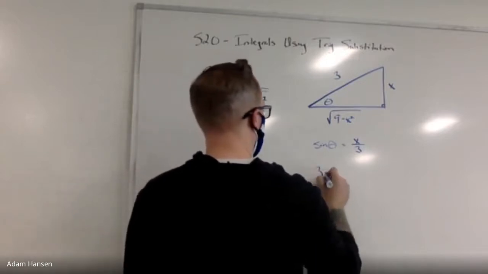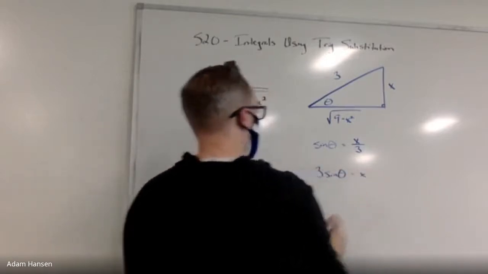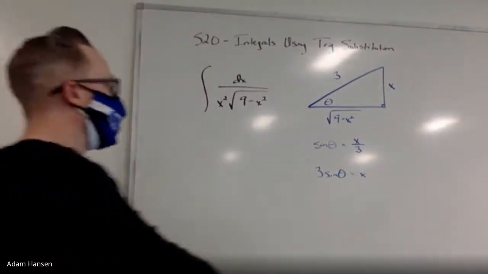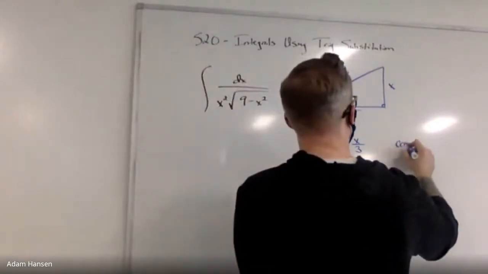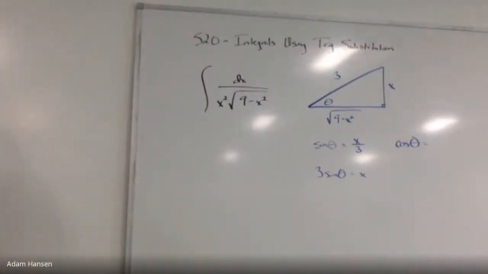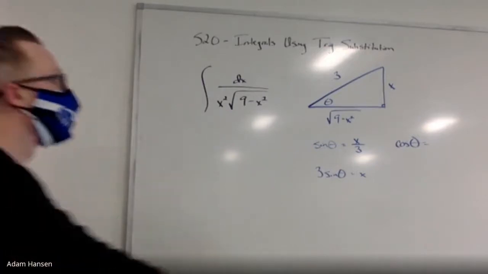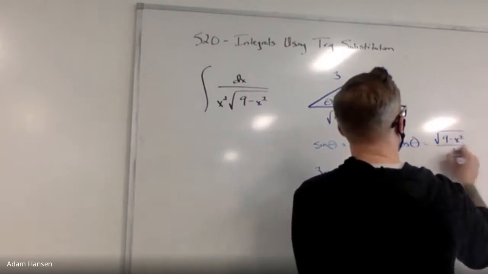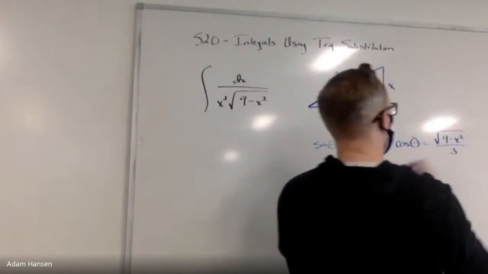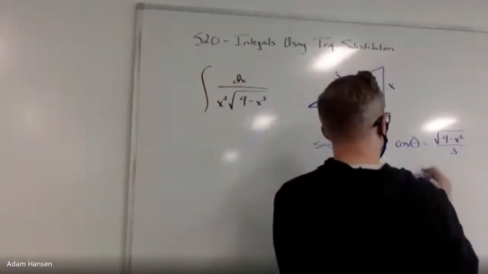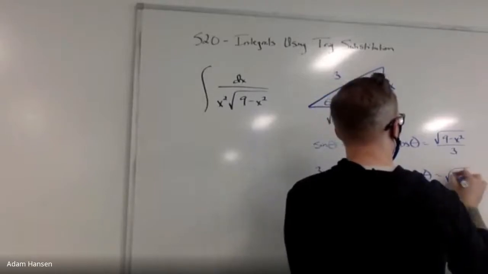That means that 3 sine theta equals x after I multiply each side by 3. Let's try cosine theta. What's cosine theta equal to in terms of SOHCAHTOA? Multiply each side by 3. Looks like 3 cosine theta equals root 9 minus x squared.